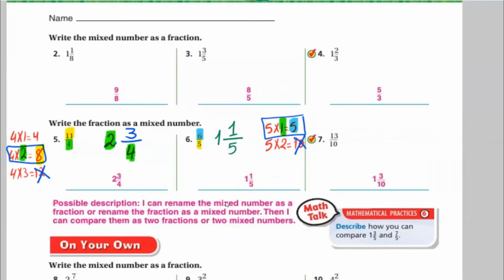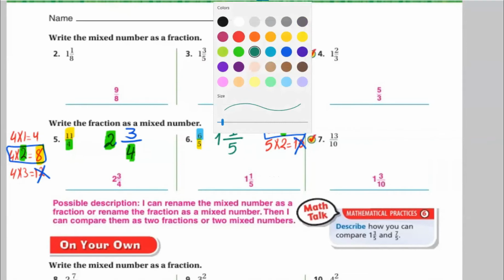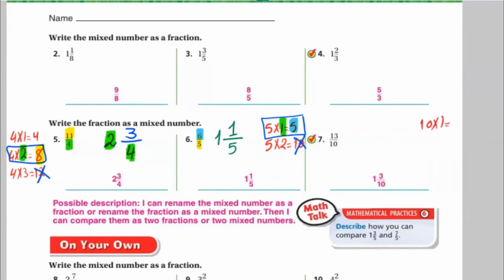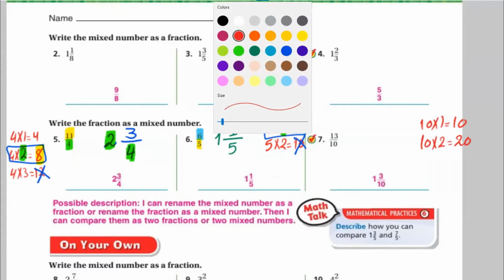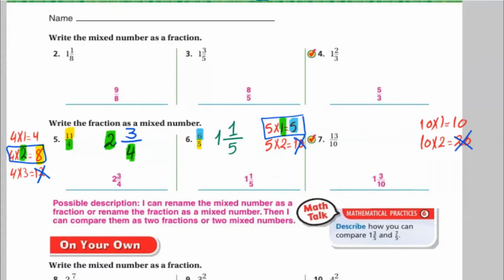Now we want to say which number gives us 13 in the multiplication of 10. Okay, let's try the multiplication of 10. 10 multiplied by 1 equals 10, and 10 multiplied by 2 equals 20. Can we take 20? No, because it's bigger. So we're going to take the 10. So what are we going to put in the whole number?